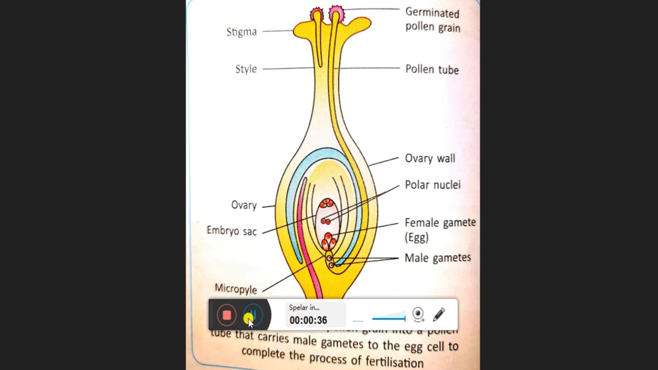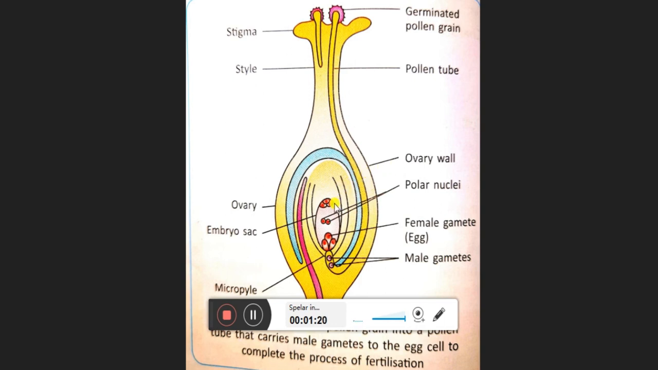When they start germinating, slowly and gradually they will form a tube-like structure. This structure will elongate, and then it reaches the micropyle. The micropyle is a hole over here, and through this the male gamete will reach the female gamete. There will be the fusion of the nucleus of the male and female gamete. This is the embryo sac over here, and this is the ovary. Then the polar nuclei is here, and the ovary wall is shown here.